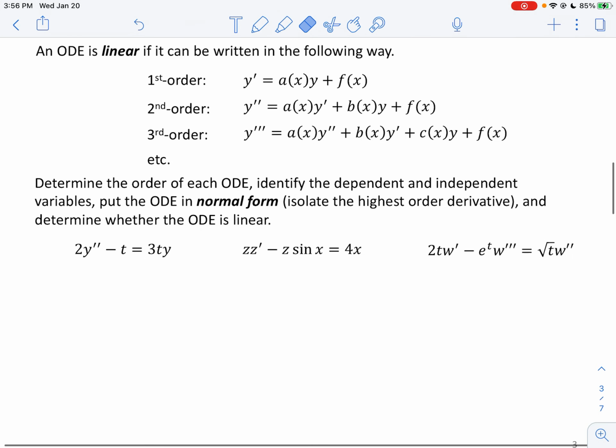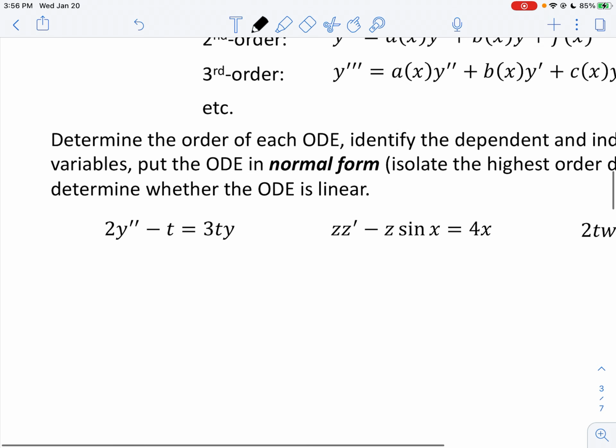Okay, now let's do some examples. Let's determine the order of each ODE, identify the dependent and independent variables, put the ODE in normal form, which means to isolate the highest order derivative, kind of like what you see happening here, and then determine whether the ODE is linear.